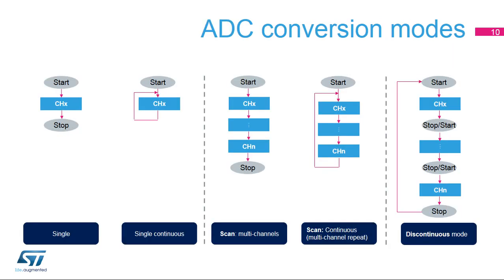The ADC supports several conversion modes. Single mode, which converts only one channel, in single shot or continuous mode. Scan mode, which converts a complete set of predefined programmed input channels, in single shot or continuous mode. And discontinuous mode, which converts only a single channel at each trigger signal from the list of predefined programmed channel inputs.